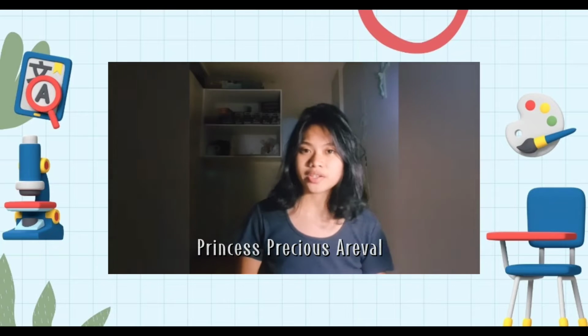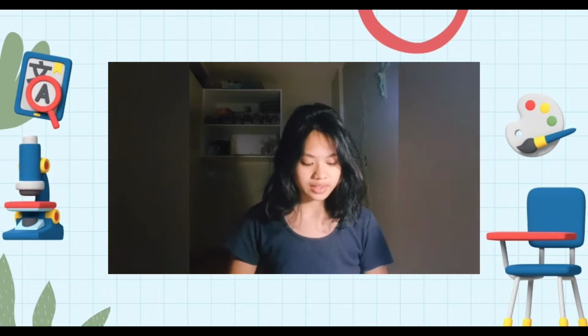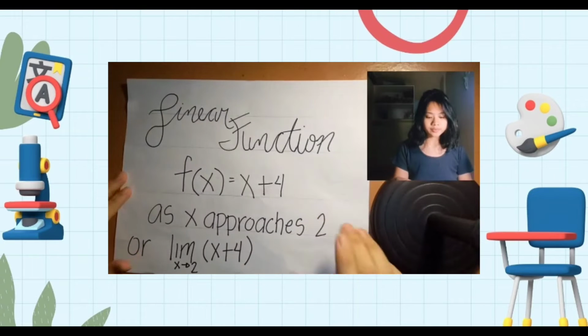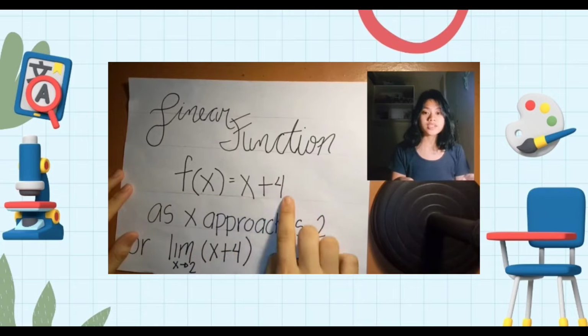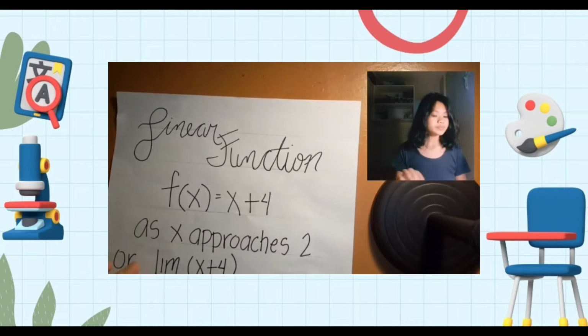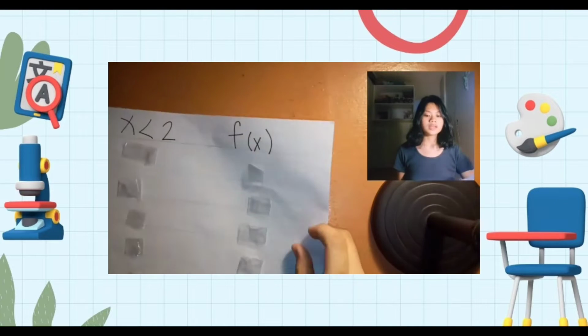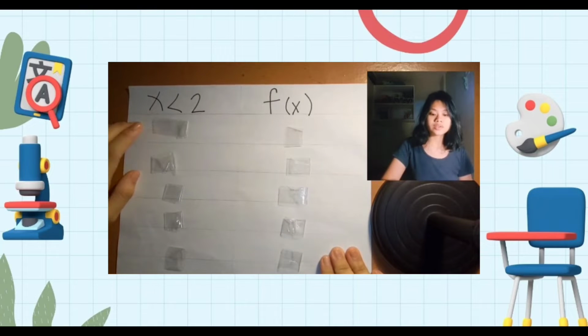I'm Precious Arevalo, and I'm here to help evaluate the limits through the use of table of values. We're here to investigate this linear function, which is f of x equals x plus 4 as x approaches 2, or the limit of x plus 4 as x approaches 2. As we see here, we need to get the values of x as it approaches 2 from the left.